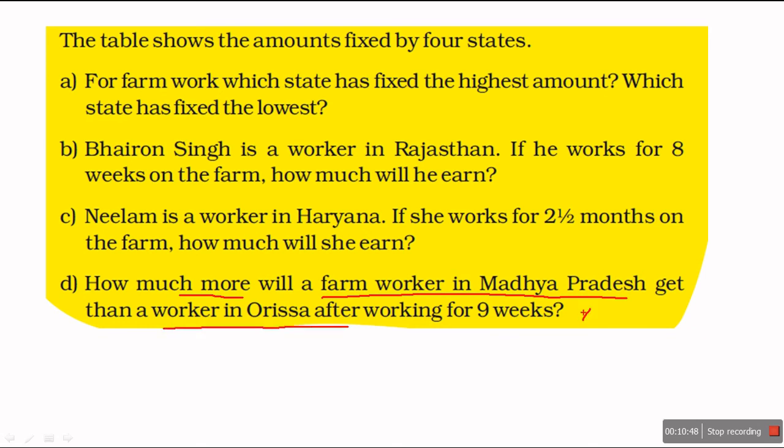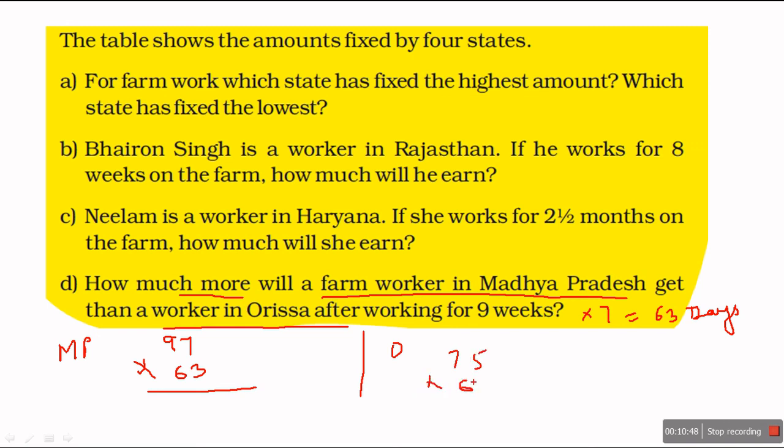Next question. How much more does a farm worker in Madhya Pradesh get than a worker in Orissa after 9 weeks? 9 weeks means 9 into 7. 9 sevens are 63. Means they worked for 63 days. Now, what is the salary in Madhya Pradesh? Rupees 97. I will multiply with 63. This is for MP, Madhya Pradesh. And now for Orissa, the salary is rupees 75 and they worked for 63 days.